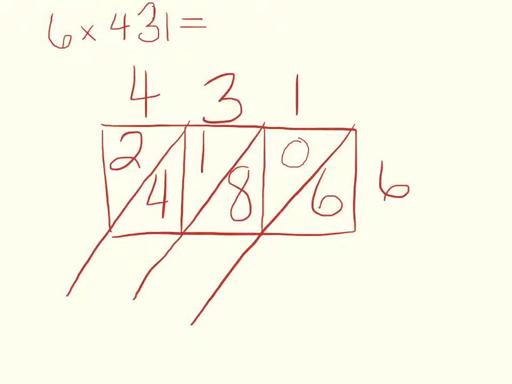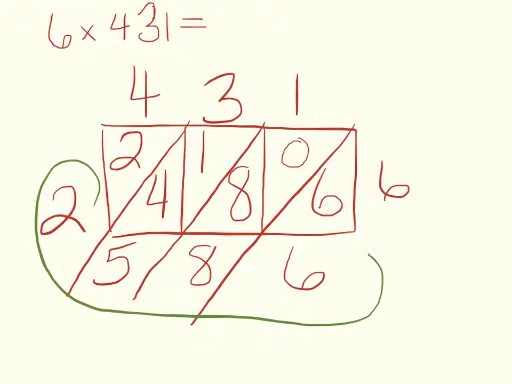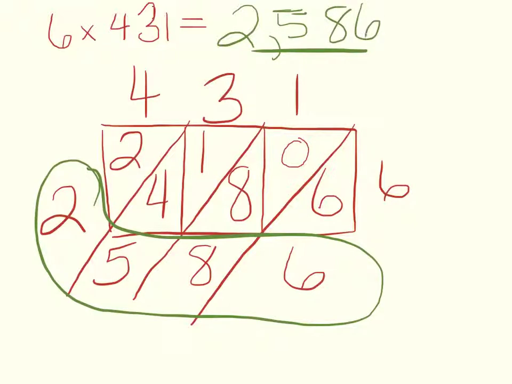Now we're going to add. We add going down each diagonal piece of lattice. 6 plus nothing is 6. 8 plus 0 is 8. 4 plus 1 is 5. And 2 plus nothing is 2. And we can see that our answer is 2,586. And we'll write that in our answer blank. If there's no answer in your answer blank, it's wrong. 2,586. Nice job.